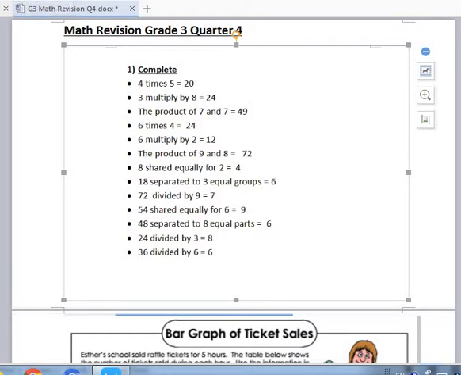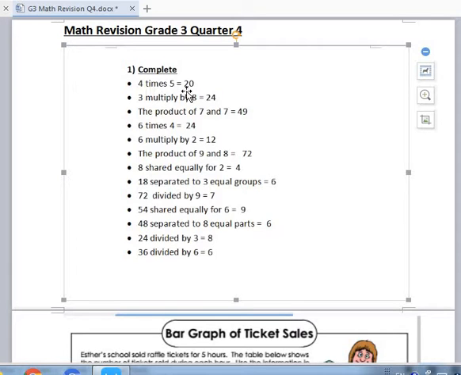I hope you're fine. Today we're going to have the revision on quarter 4. Okay, this is a very important revision for the final exam. So today, do you remember the multiplication and the division?